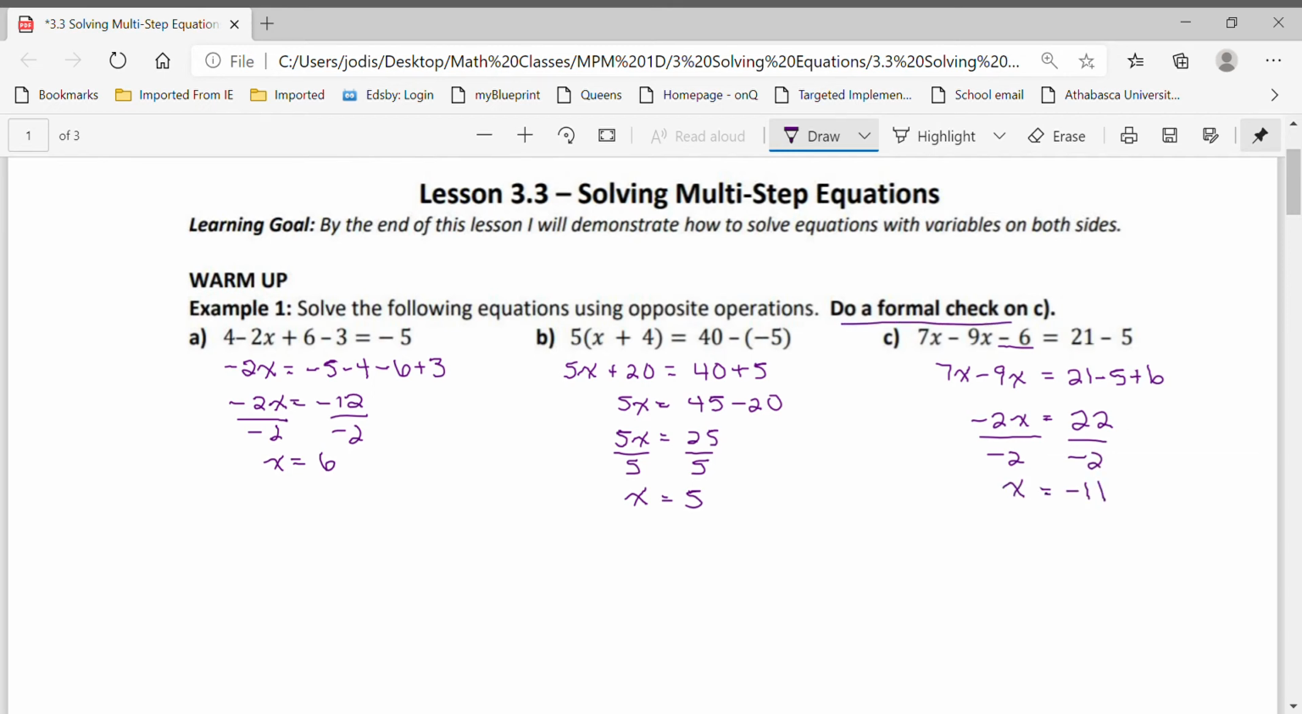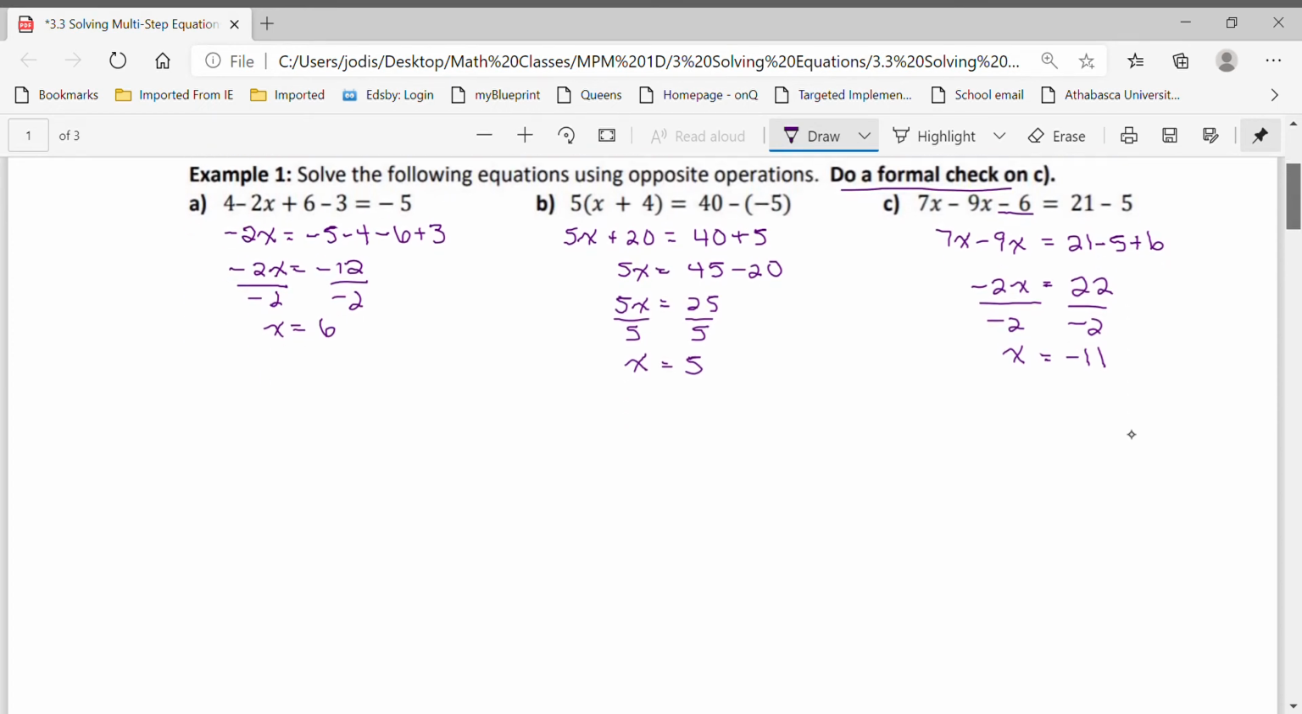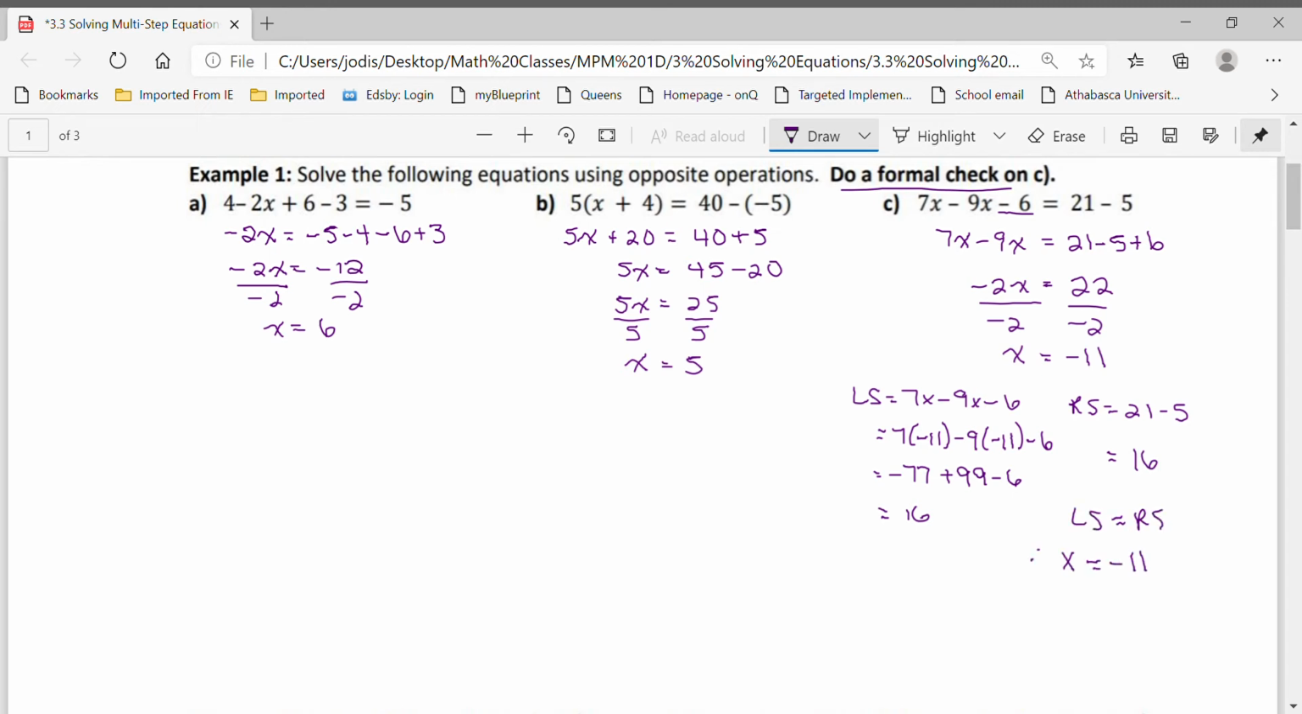Now it also wanted us to do a formal check on part C. So formal check, remember that's my left side, right side. So left side was 7x minus 9x minus 6, and my right side was 21 minus 5. So in this case, x is -11. Okay, so we've got -77 plus 99 minus 6, which is 16. And then my right side, 21 minus 5 is 16. So left side equals right side, therefore x equals -11. Okay?